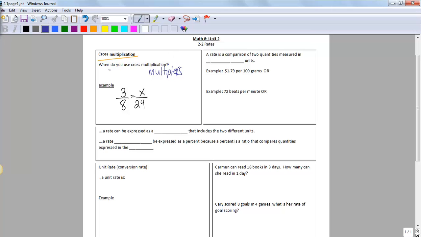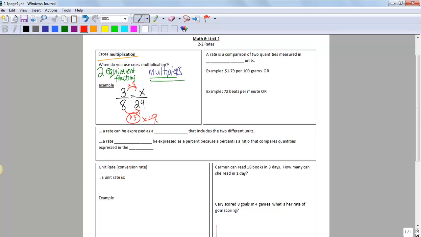So the question here is, when do you use cross multiplication? Well, the answer would be when you have two equivalent fractions. So you can see the example below, right? 3 over 8 equals x over 24. So you could look for a multiplier, like what we did in class. So 8 times something is 24, right? In that case, it's 8 times 3. So the multiplier to the bottom would be 3, and to the top is also 3. So 3 times 3 is 9, x equals 9.